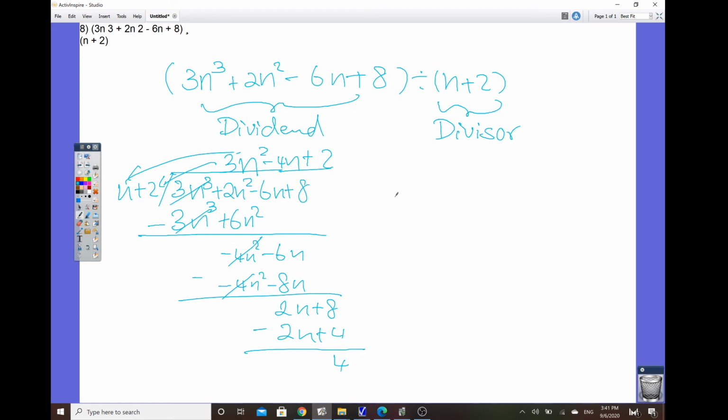And now the way to rewrite it is the quotient plus the remainder over the divisor.